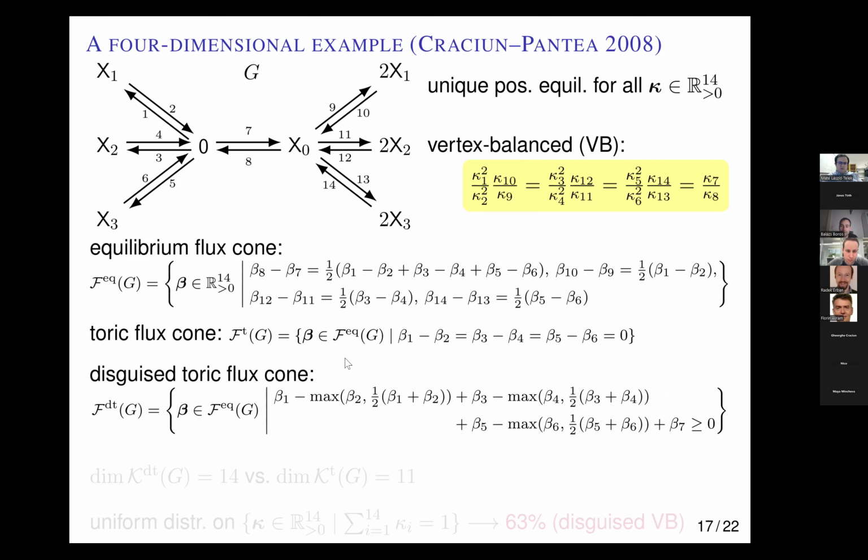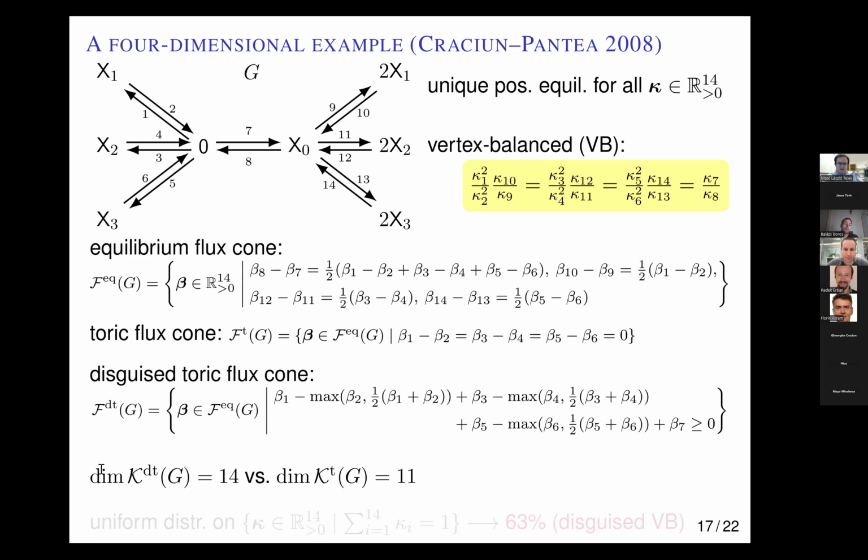this. Unfortunately it didn't fit on one line, but this is just one inequality within the equilibrium flux cone. Not three equations as before, just one inequality. And from this, what you can conclude is that the disguised toric locus is full dimensional, 14 dimensional. You have 14 rate constants in total, and the disguised toric locus is 14 dimensional, as opposed to the toric locus, which is codimension 3, as we discussed before.